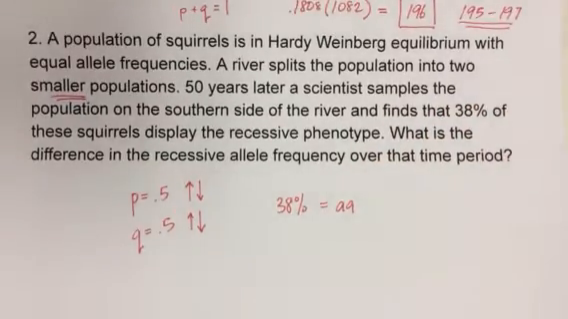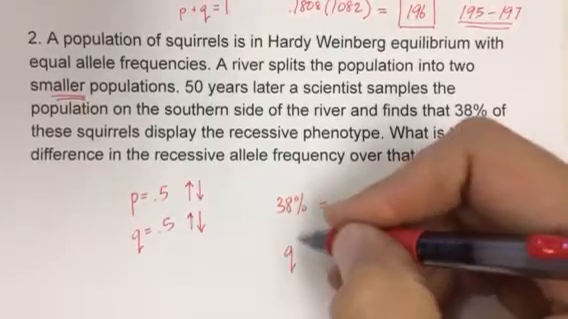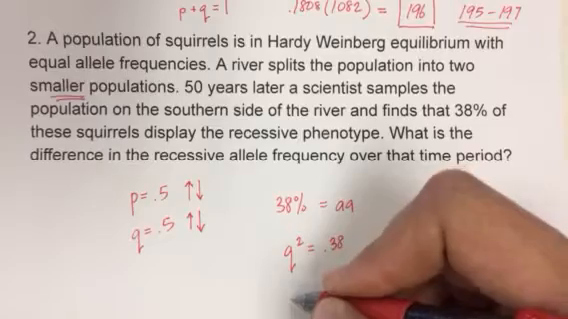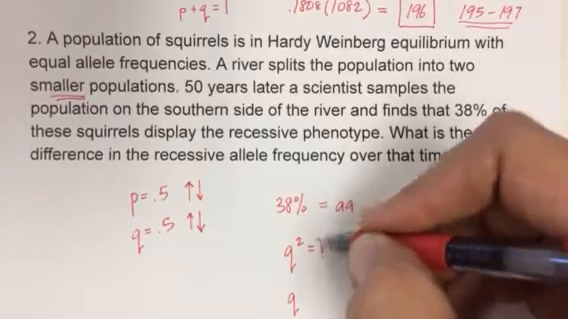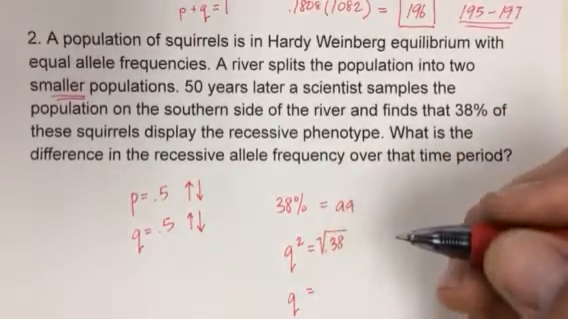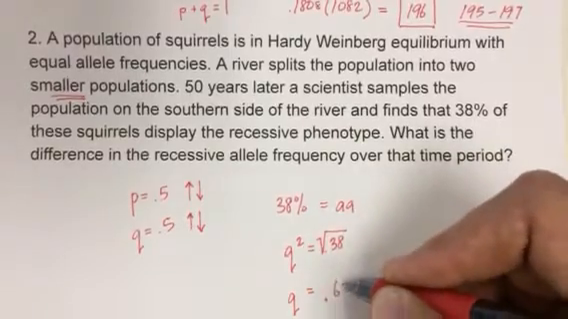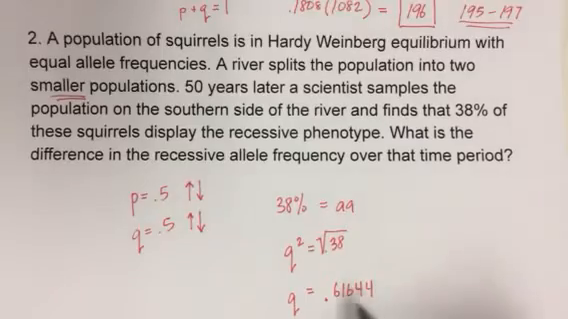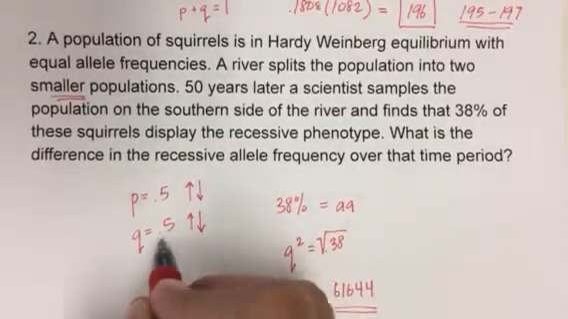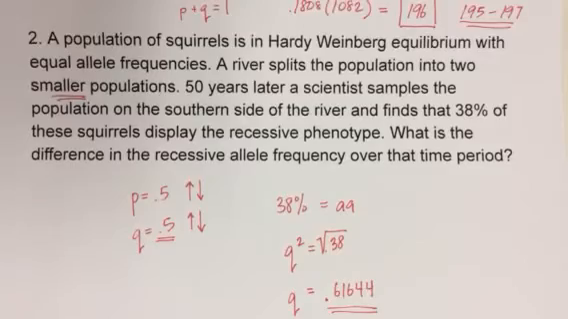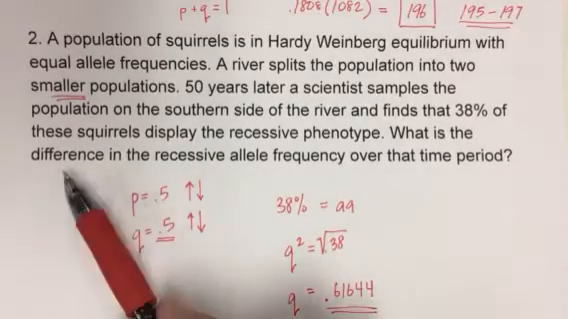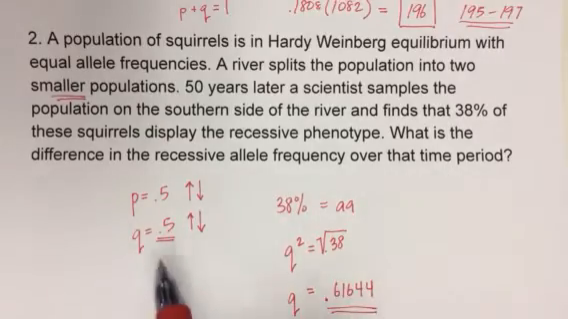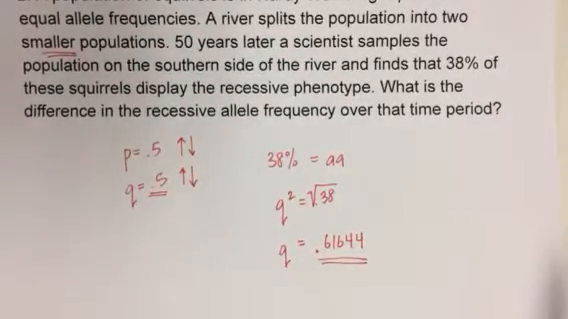Well, that makes things a little bit simpler. That means that our q squared value is going to be 0.38. To solve for q, all we have to do is take the square root of 0.38, and according to my calculations, that would be something like 0.61644. And now we have to compare this q value to our original q value, because let's look at what the question is asking. The question is asking, what is the difference in the recessive allele frequency over that time period? Remember, q is the recessive allele frequency.